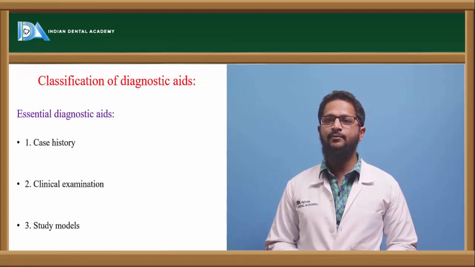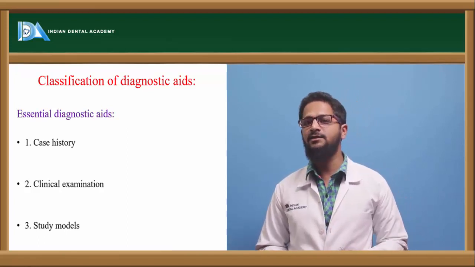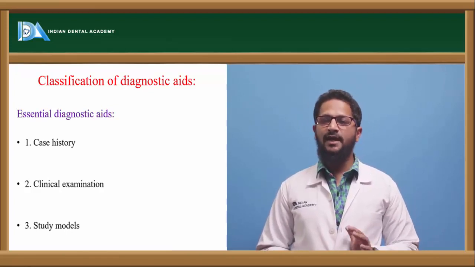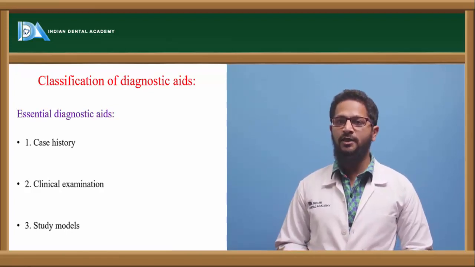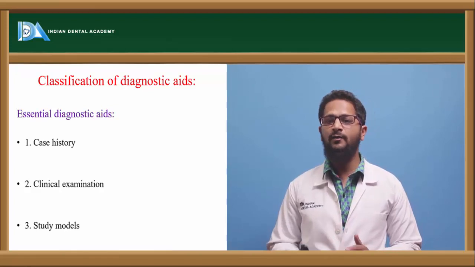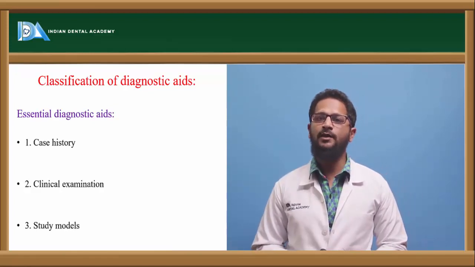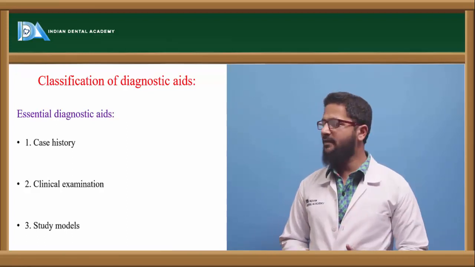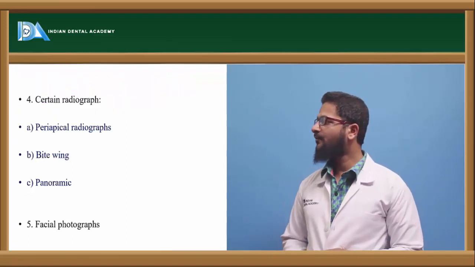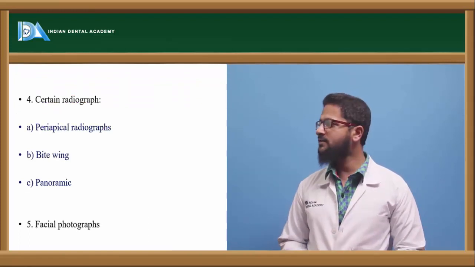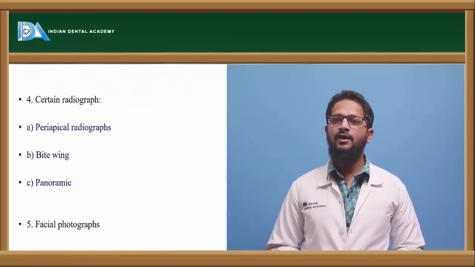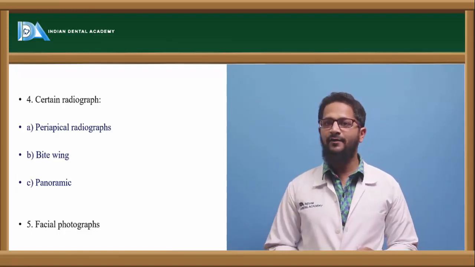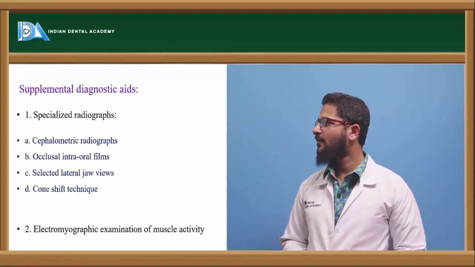The diagnostic aids can broadly be divided into two main categories, that is essential diagnostic aids and supplemental diagnostic aids. Essential diagnostic aids means those diagnostic aids without which we cannot evaluate or diagnose the case properly. These include first case history, second clinical examination, third study models, fourth certain types of radiographs, that is periapical radiographs, bite-wing radiographs, panoramic radiographs, and the last is nothing but evaluation of facial photographs.